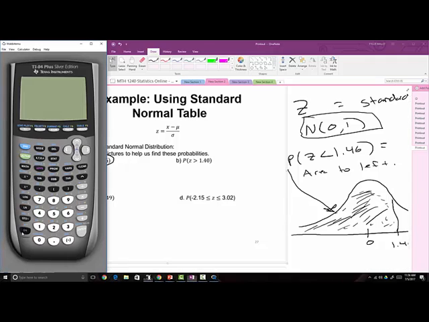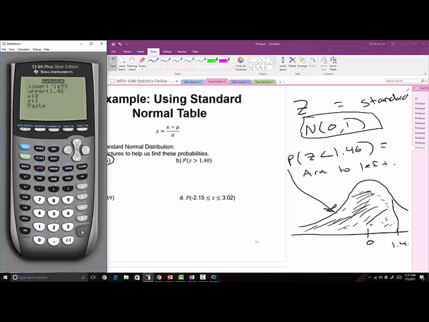To find this, we go to second distribution, and then option 2, normal CDF. My lower bound in this case would be -1 E99, because we want negative infinity. I want to go all the way to the left. This curve keeps going, even though it gets really close to the line, it keeps going on forever. So we code that by -1 E99, and that was already in by default. Then the upper is 1.46. We already have a mean of 0 and a standard deviation of 1 by default, already entered for us.